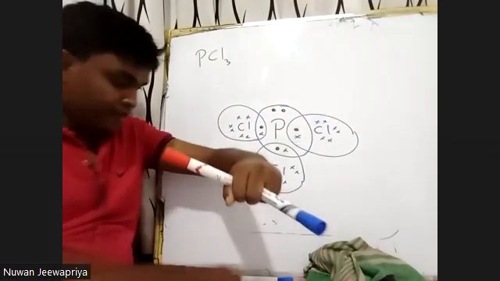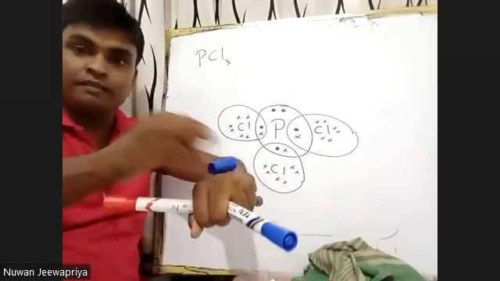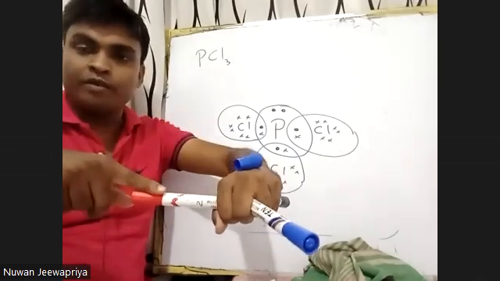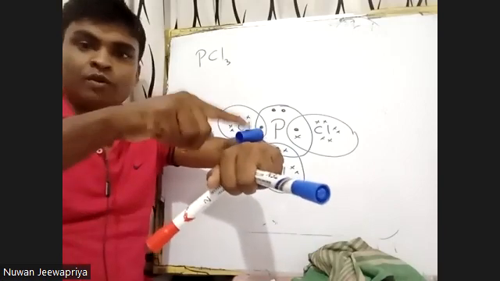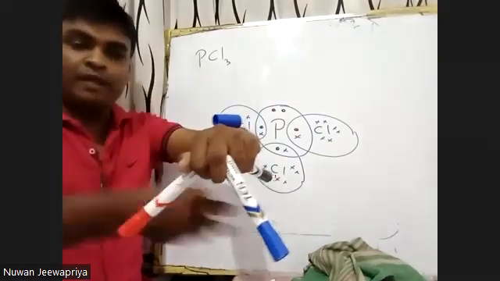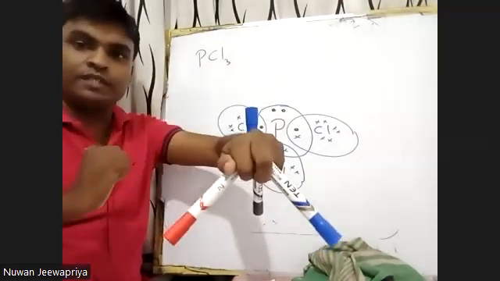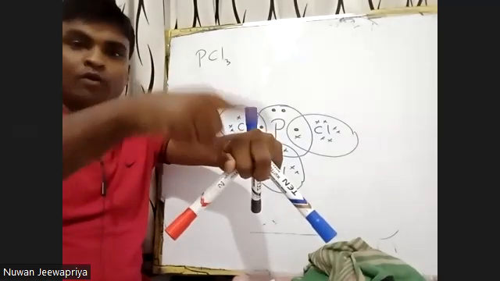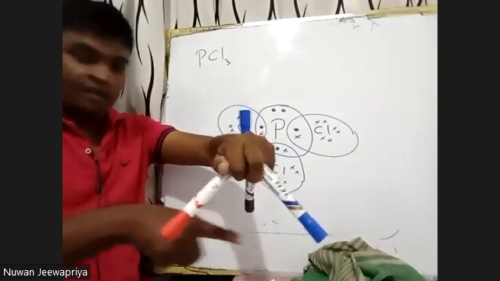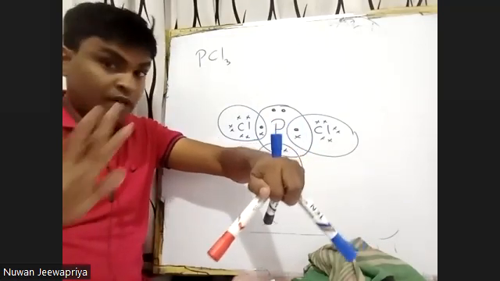But really it is not trigonal planar. Why? That is because there's a lone pair here. This lone pair repels the bond pairs, so they bend down like this. Now which shape does it make? The lone pair repels the bond pairs, so it makes a trigonal base pyramid, right? That's how the shape is made.